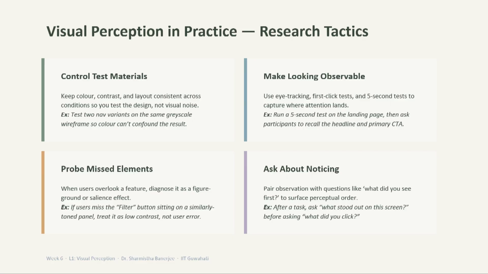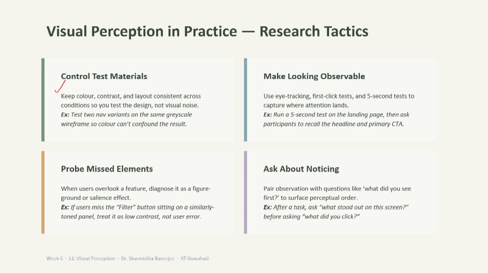Now when you are going to do research, you can follow certain research tactics. So you can control the test material. Say, for example, keep the color, contrast and layout consistent across conditions, so you test the design and not the visual noise. So test two navigation variants on the same grayscale wireframe, so color can't confound the result.